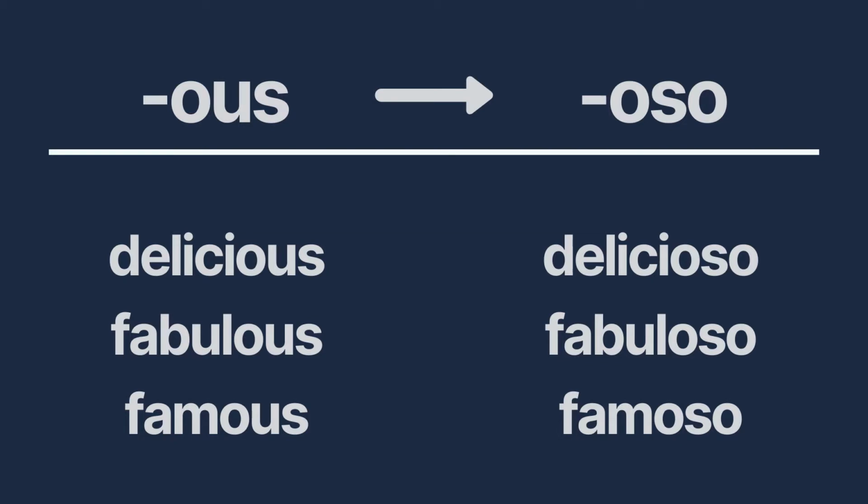Okay, so now let's look at the second group. Words that in English end OUS, in Spanish end OSO. Here's three examples. Delicious, delicioso. Fabulous, fabuloso. Famous, famoso.